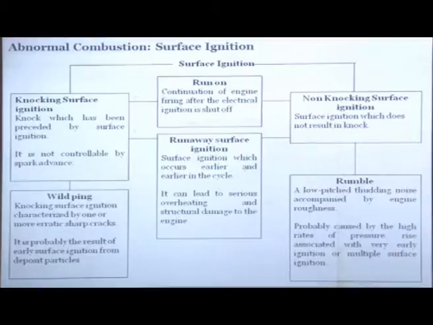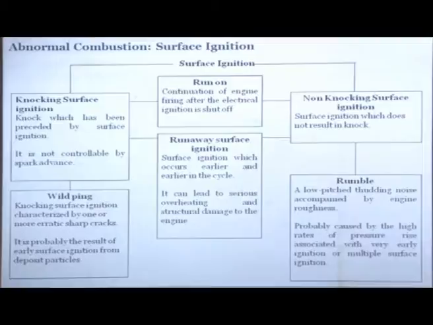First, there is knocking surface ignition. That means knock which has been preceded by surface ignition. So first there is a surface ignition which is leading to knock. It cannot be controlled by spark advance, because even if you advance the spark, pre-ignition is anyway starting the combustion before. So by advancing or retarding you can't really control this. Then non-knocking surface ignition, which means surface ignition which does not result in knocking. Surface ignition is happening but not leading to knocking.